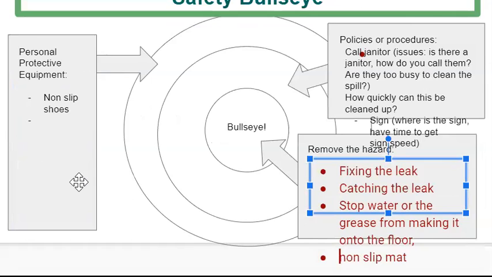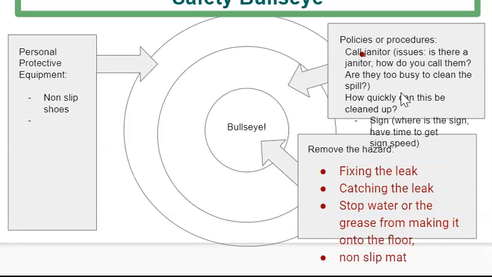Yeah, so with a non-slip mat, I think sometimes folks can get a little confused about where that belongs. So why would you put it in remove the hazard versus any of these other categories? Yeah, that's a good question. Well, we know it's not PPE because it's not something you wear on your body. And if it's the right kind of mat that actually prevents slipping, then you're removing the hazard, right? Because it's not possible to get a slippery floor anymore.